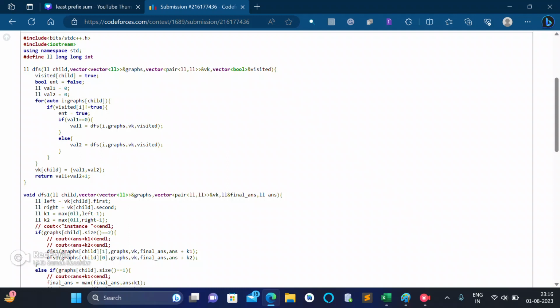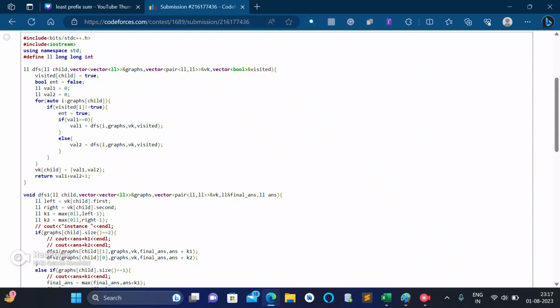That is, val1 number of children are present on the left of the child, and val2 number of children are present on the right of the child. And this way I return val1 plus val2 plus 1. This is actually the total number of children sent from that node. You can easily make the DFS call and find out how many nodes are present to the left of it and to the right of it, and you can easily save that.